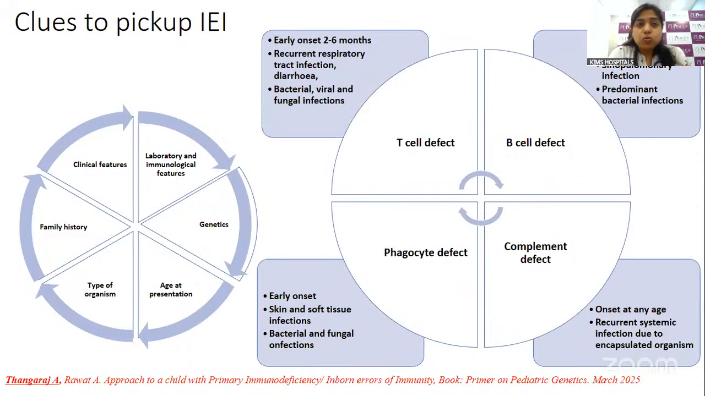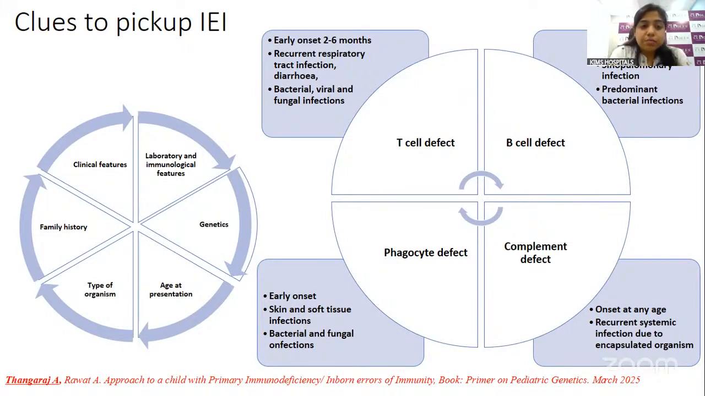So coming to the clues that help us to pick, of course history and examination are the main important things. In the history part, clinical history is very, very important. Family history is important. And what are the vaccines? Because even the live vaccines can cause manifestations. So that has to be asked.